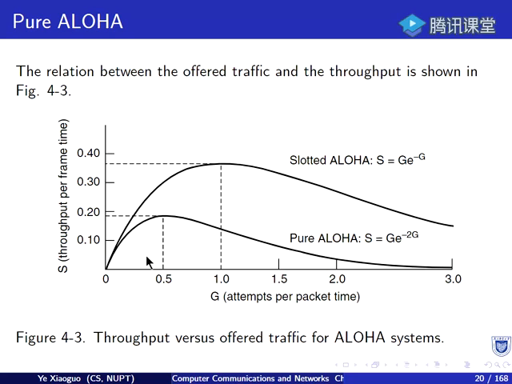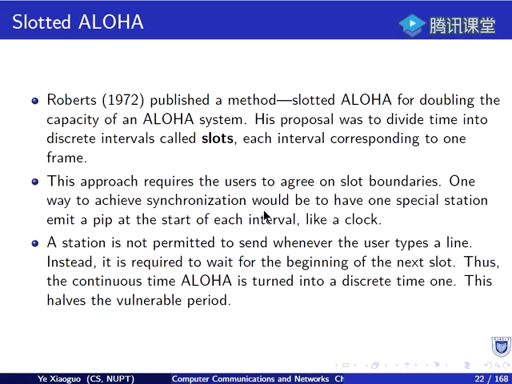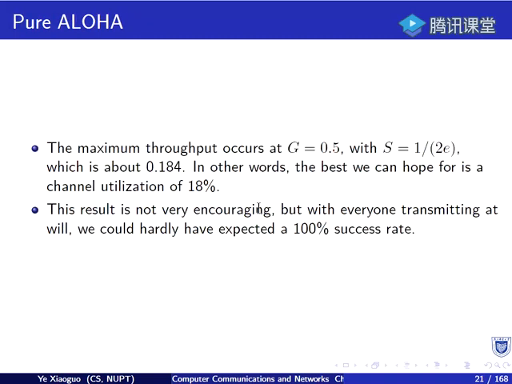And this is the relation between the offered traffic and throughput for the Aloha system. This is the curve of pure Aloha. This is the slotted Aloha. The maximum throughput occurs at this point. In other words, the best that we can hope for is a channel utilization of 18%.